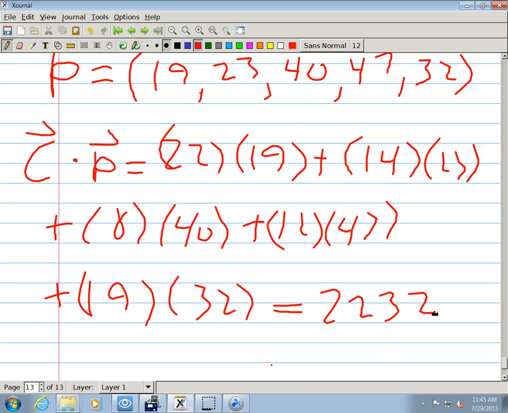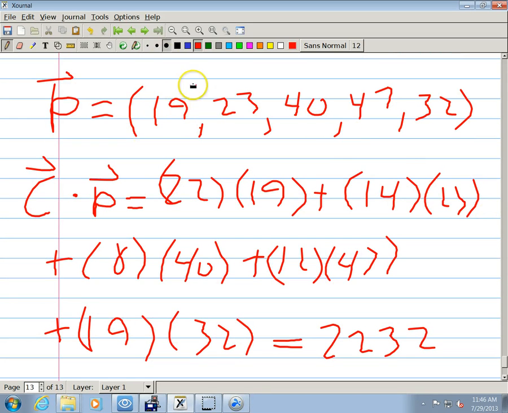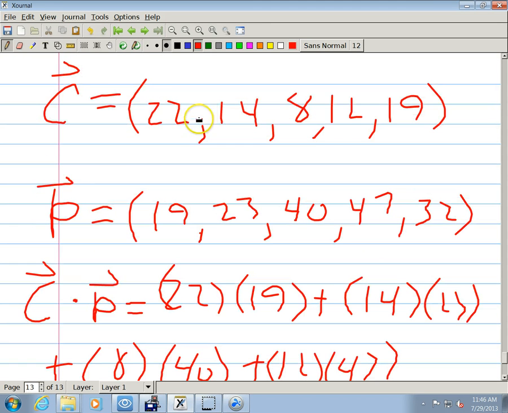What are the units? 2,232 whats? Dollars? Really? You sold all these cars, you only made $2,000? It's in thousands, right? Because the 22, oh wait, where am I? The price thing, the 19 was in thousands of dollars. The 23 was in thousands of dollars per car. Then I multiply by car, I get thousands of dollars, right?